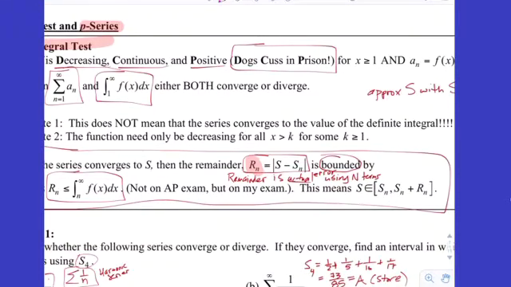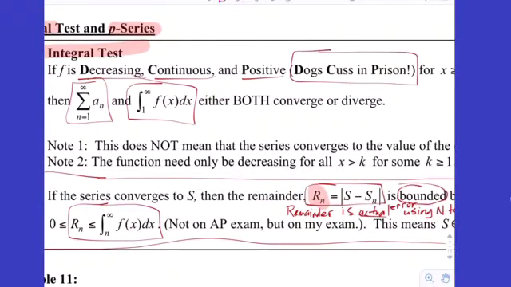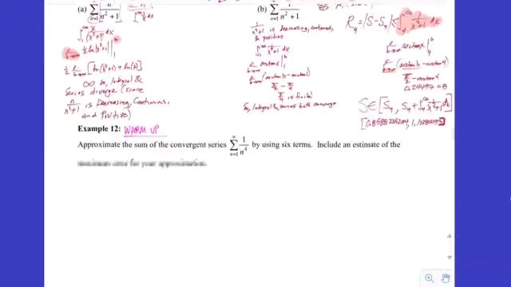First of all, most importantly, you need to be able to find the antiderivative of your rule of sequence. And then if that's the case, the function has to be decreasing, continuous, and positive.